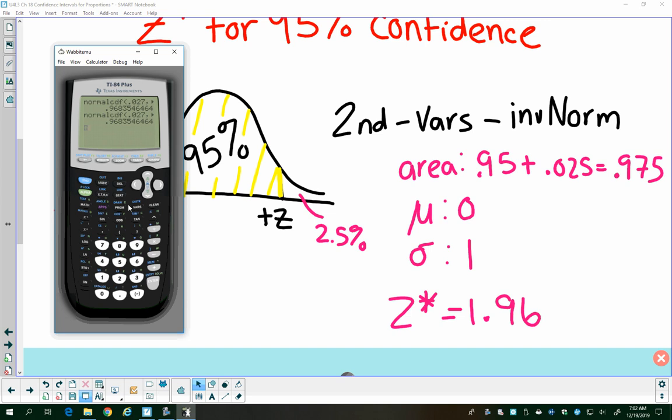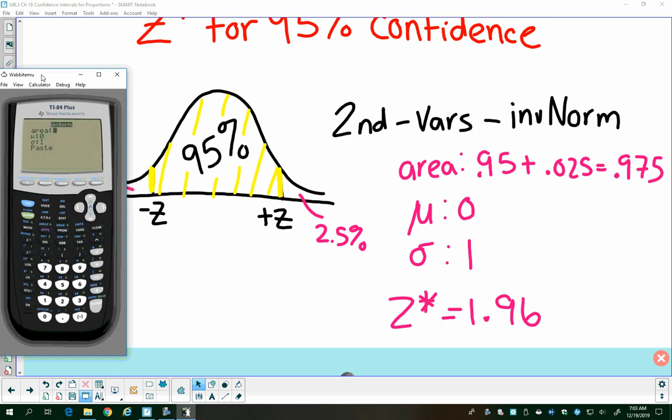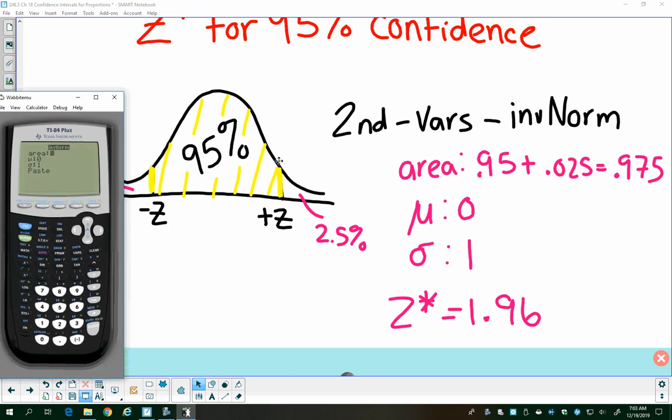So I'm going to do 2nd Vars, choice 3, inverse normal. When we do the regular normal CDF, it's going to tell us the area under the curve. If we want to use the area to find a z, then we're going to use inverse normal. And we need to tell the calculator how much area is to the left of this positive z value that you want to know.